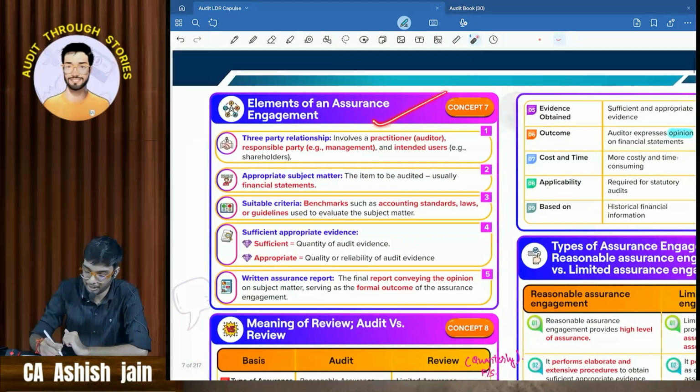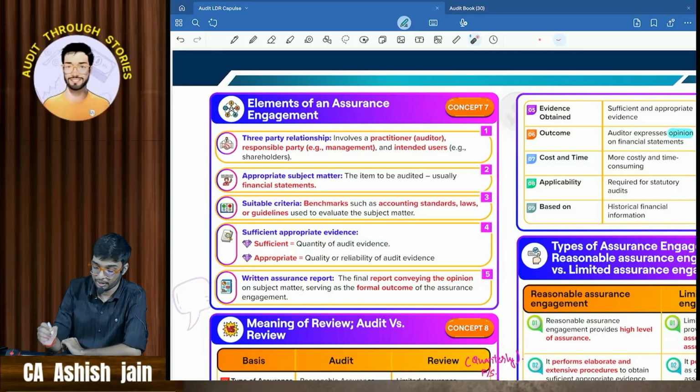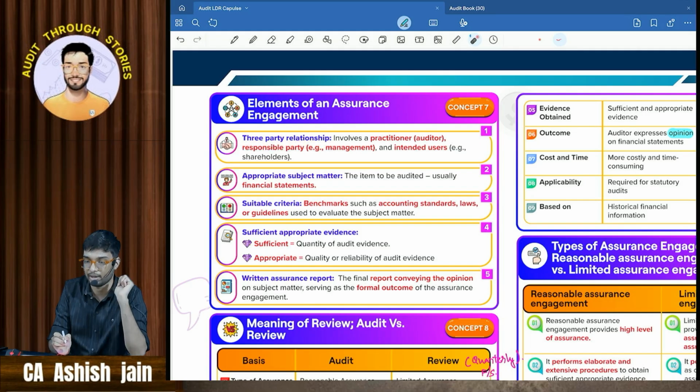Then comes elements of assurance engagement. This is also very important, a good question. There are a total of 3 parties involved. One is the practitioner, whom we also call the auditor. Then the responsible party, which is the management, and the intended user. These are the 3 people who come into the role.